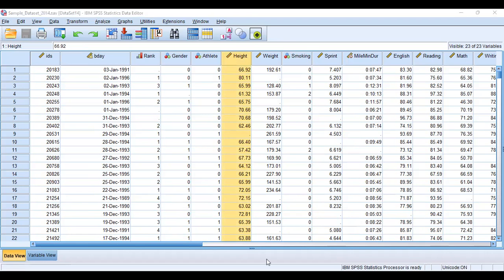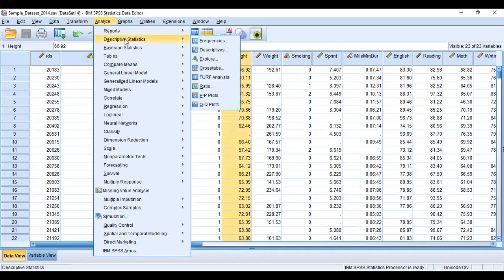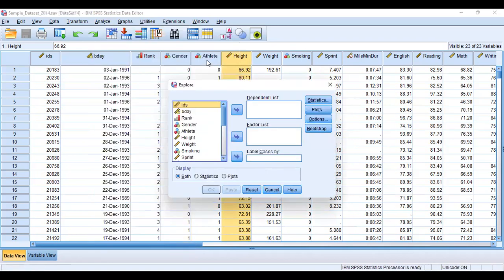We go to analyze, descriptive statistics, and click on explore. What do we do now? We take the dependent variable. So we drag the height and paste it in the dependent list.